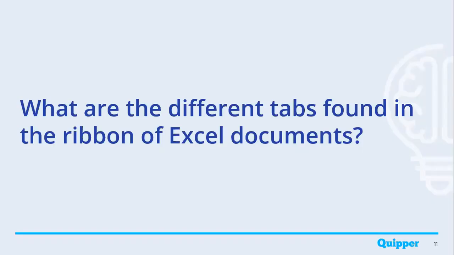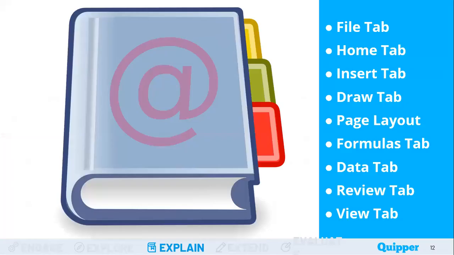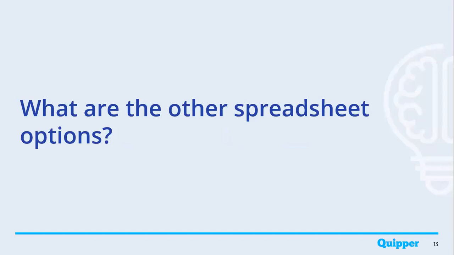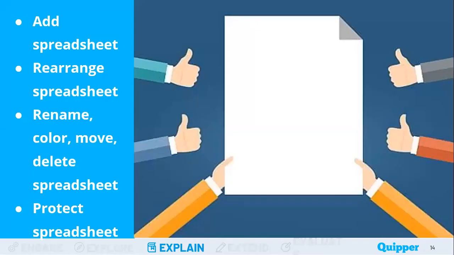Okay? Then what are the different tabs found in the ribbon of Excel documents? So we have the File tab, Home tab, Insert tab, Draw tab, Page Layout, Formulas tab, Data tab, Review tab, View tab. So what are the other spreadsheet options? So we have add spreadsheet, rearrange spreadsheet, rename, color, move, delete spreadsheet, and protect spreadsheet.